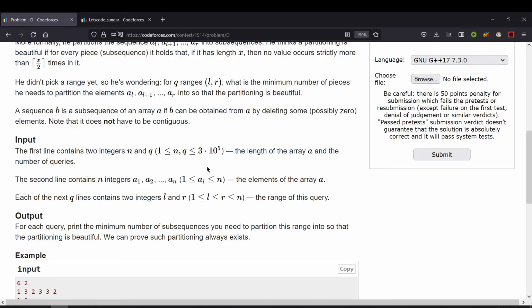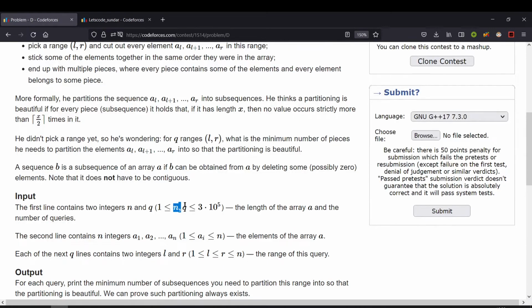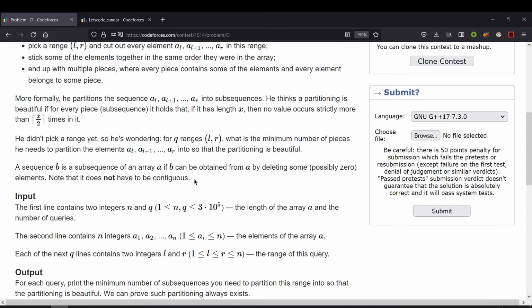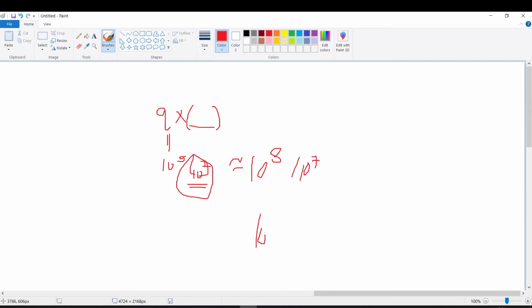Okay, so these are the extra number of iterations that we can do on the given array. And that given array can be of size 10 to the power 5, right?